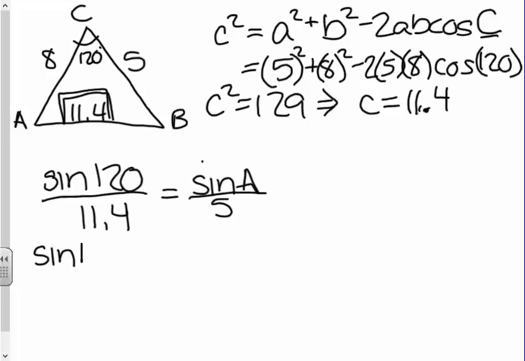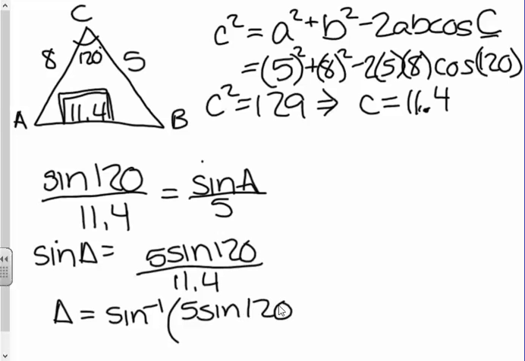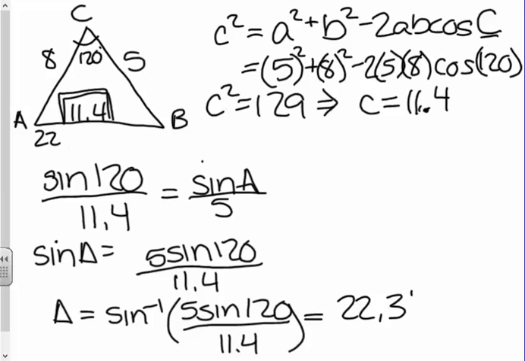So sine of A is equal to 5 sine 120 divided by 11.4, or in other words, capital A is inverse or arcsine of this value. Or in other words, we're going to get that A is approximately 22.3 degrees. Let me put that on the outside of the triangle here.